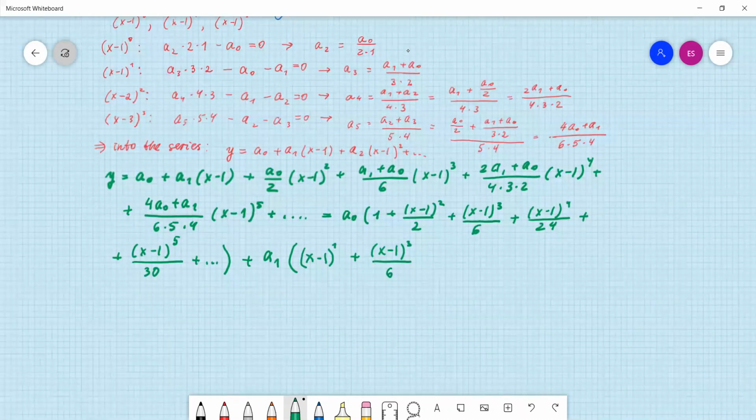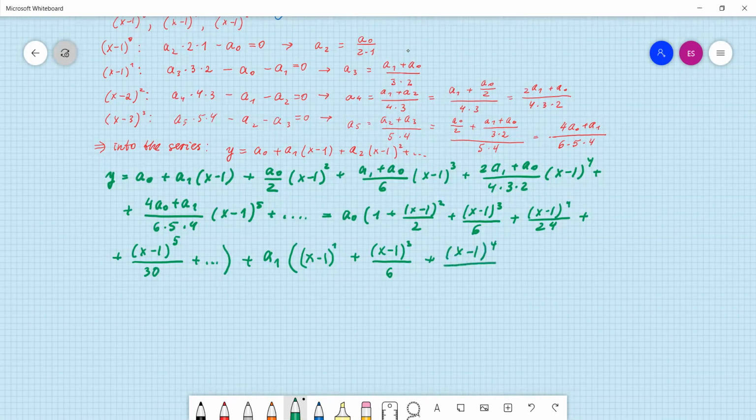Next one is going to be this one, right? And if I cancel 2 and 2, I'm going to get x minus 1 to the power of 4 divided by 12, right? Because 2 cancels and we have only 2, 4, and 3. And plus, oh well, at least that's going to be the last one. Plus x minus 1 to the power of 5. And I have to multiply all of this, right? 6 by 5 is 30, and by 4, it's 120.